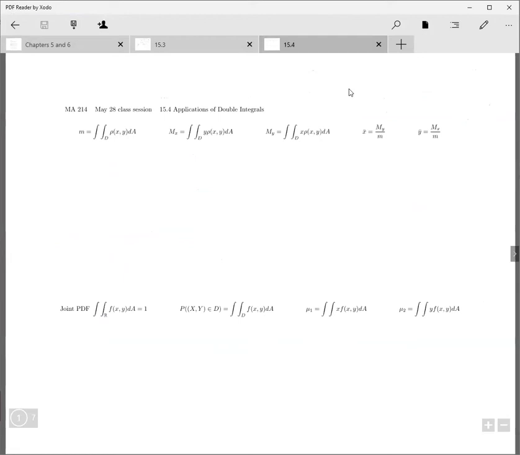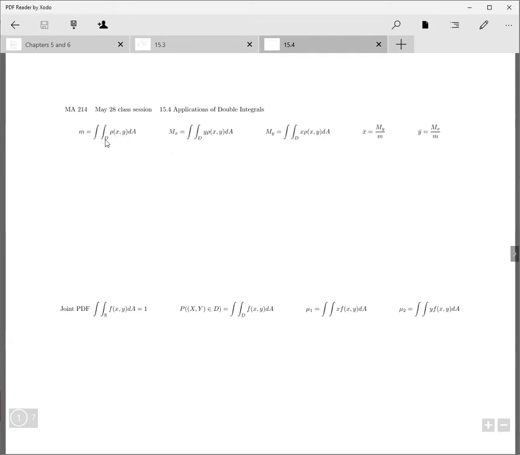Okay, so 15.4 is applications of double integrals. The first one is something that you've already done, and that is moments and centers of mass. Okay, and so these are the formulas. Rho of x,y is the density function.